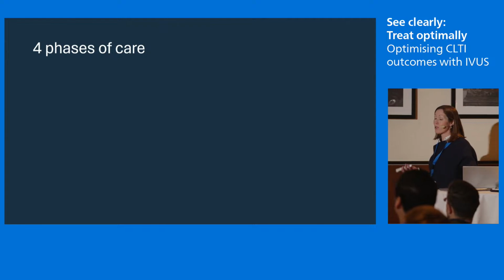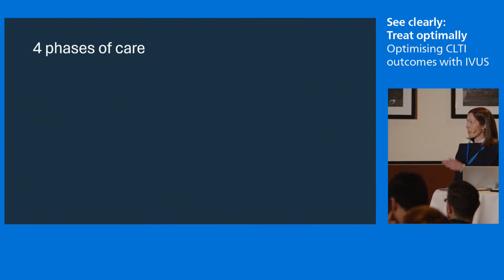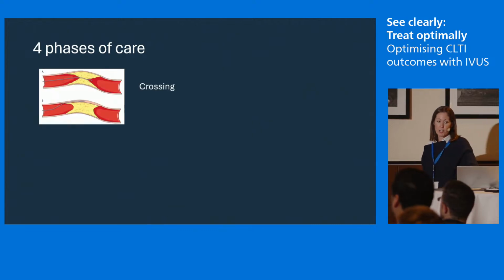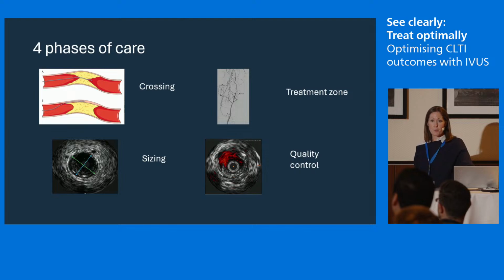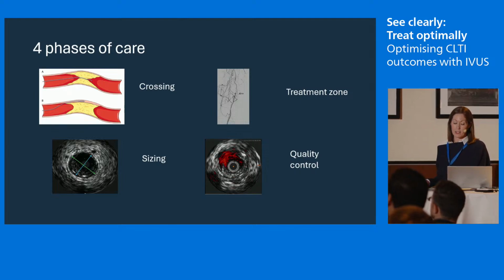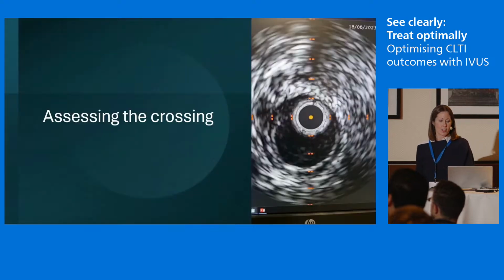So the 4 phases of care, we've talked about this: the pre-procedure, peri-procedure, and post-op checking. Another way of looking at that: I assess my crossing with it, think about sizing, define my treatment zone, and then quality control. So I've just brought a couple of cases that illustrate those different phases and where I've made decisions based on it. So, assessing the crossing.